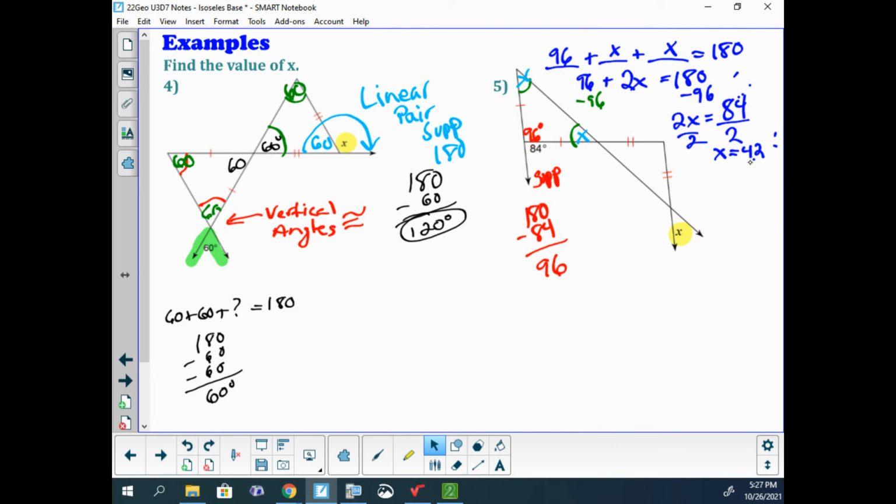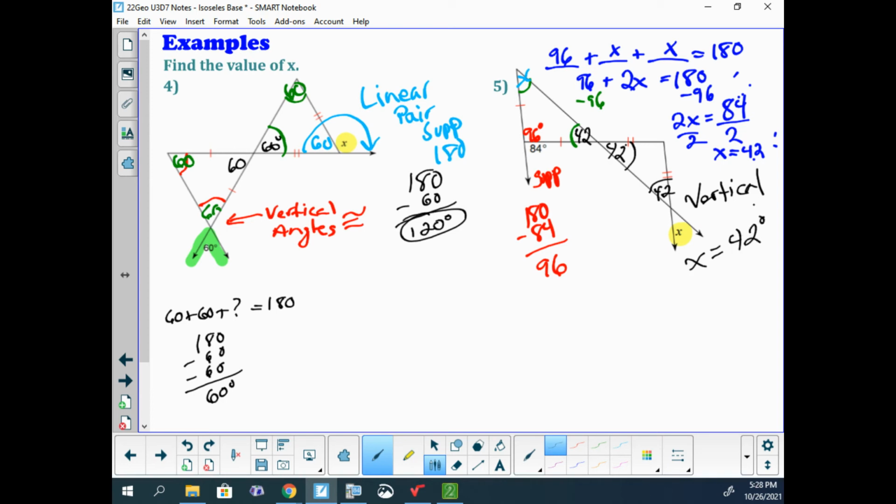So instead of x's there, we can put 42. But then I've got vertical angles, so I know this is 42. The question is, is that one of my base angles in that isosceles triangle? Hey, it is. So that's congruent to that one. So this is 42 on the other side. Hey, those are vertical. So the x is 42.